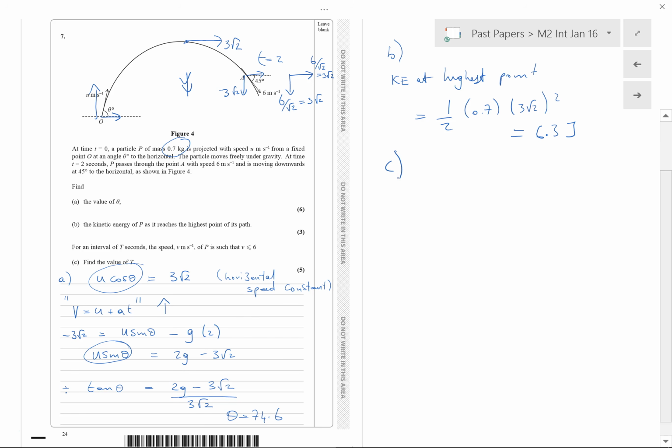Part C. Right, what are they on about here? For an interval of t seconds, the speed v of P is such that v is less than or equal to 6. So just testing things in a slightly different way here. We've got the speed here as 6. Let's rub some of this off now, we don't need it anymore.